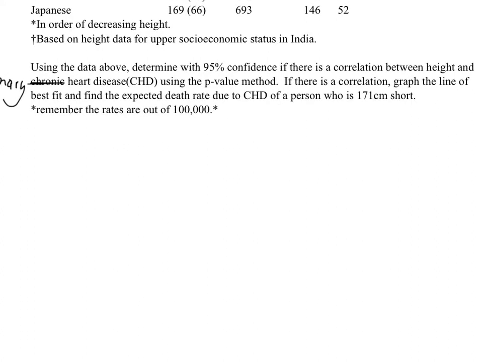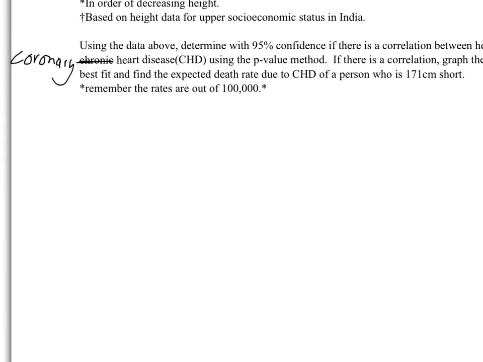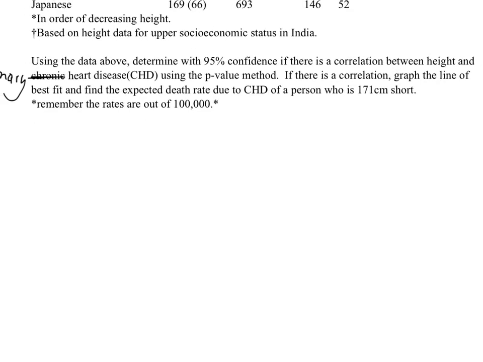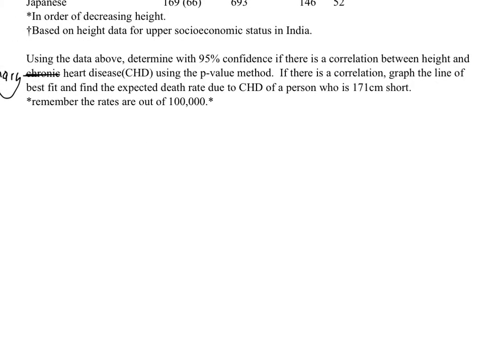So, using the data above, determine with 95% confidence if there's a correlation between height and coronary heart disease, using the p-value method. If there's a correlation, graph the line of best fit and find the expected death rate due to coronary heart disease of a person who is 171 centimeters short, not tall.